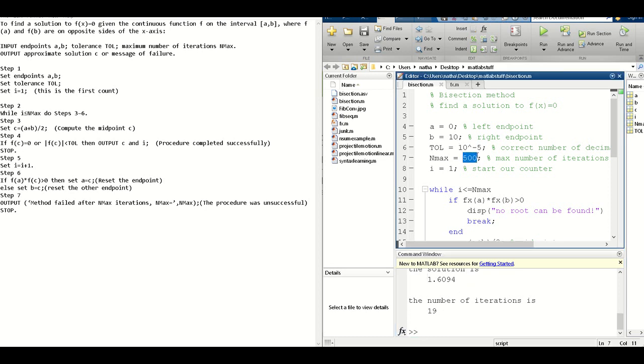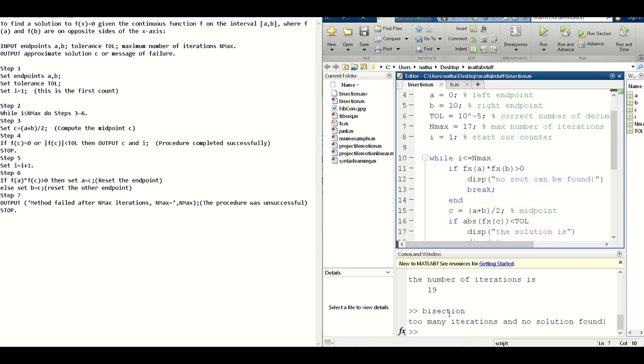So what happens if I move this down to 17 iterations, right? My maximum. Now I actually get too many iterations and no solution found. I need to increase n max to get this solution. Okay. I didn't hit my 200. In fact, 200 is wildly high. I'm only at 19. Okay.